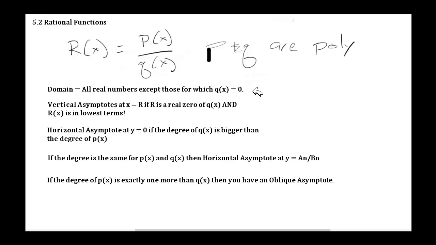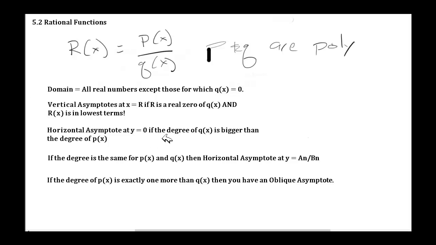And in this section, what we're concerned with are the vertical and horizontal asymptotes. A vertical asymptote is at x equals r if r is a real zero of the bottom, and the rational function itself is in lowest terms.